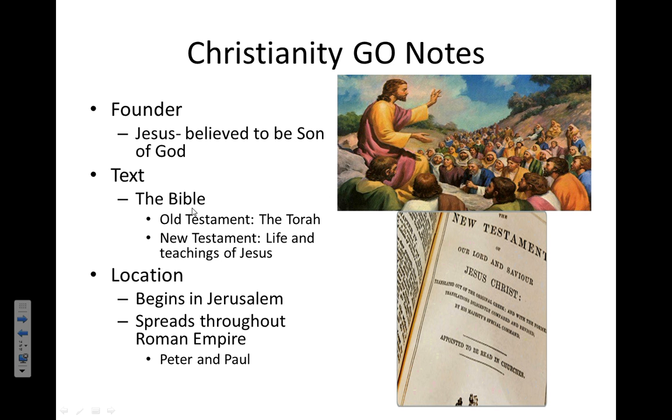So, much like other religions, there are 4 basic things you need to know about Christianity. The founder is Jesus. He's believed to be the Son of God. The holy text for Christianity is the Bible. The Bible is a combination of the Old Testament, coming from the Torah, and the New Testament, which are the life and teachings of Jesus. Its location: it began in Jerusalem and then later spread throughout the entire Roman Empire. Much of the spread is thanks to Peter and Paul, who wrote numerous letters to their followers.